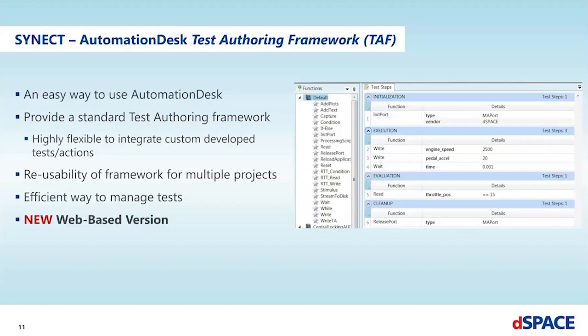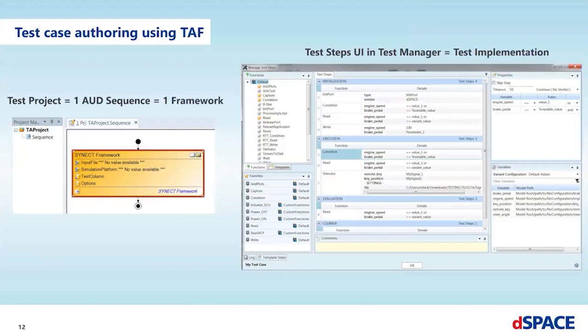Since the TAF exists as an in-between for SYNECT and Automation Desk, we have the test management capabilities integrated alongside Automation Desk so that we can centrally manage our parameters and our testing variants. A web-based version of TAF is also available for even more remote accessibility for the SYNECT clients to connect and come and author tests.